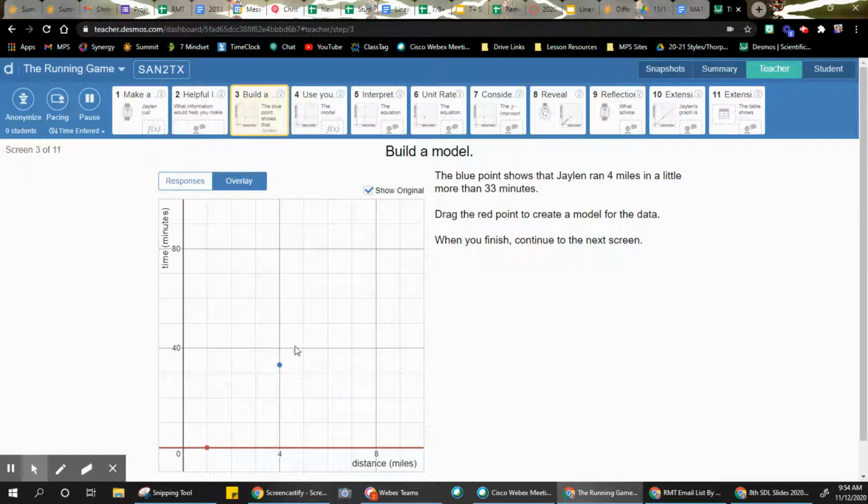All right, so we're going to say that this blue point here represents how long it took Jalen to run 4 miles. Okay, it's right here. So that's 33 minutes for 4 miles. So now drag the red dot to help create a line or a model for this data. Where do you think would be a good spot for this dot to go on 1 mile to help make a straight line from 0 for this data? Go ahead and start.